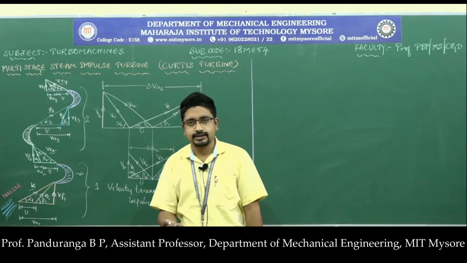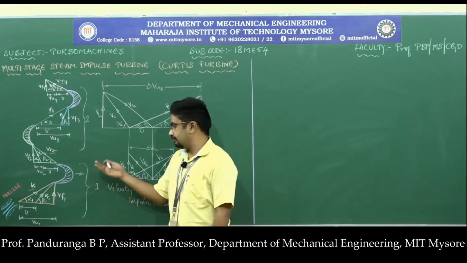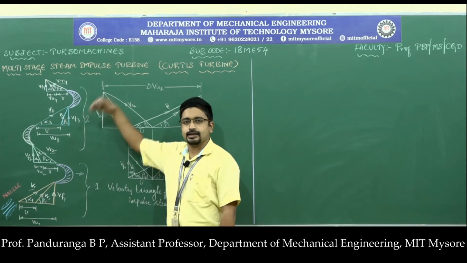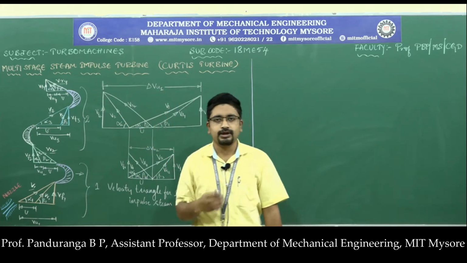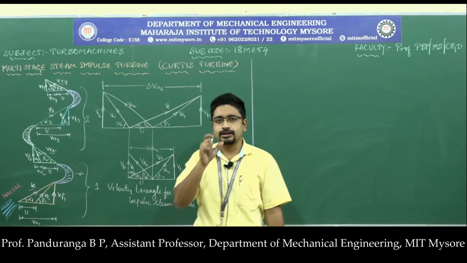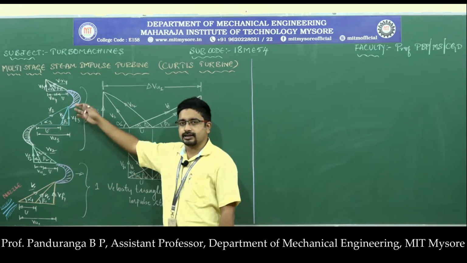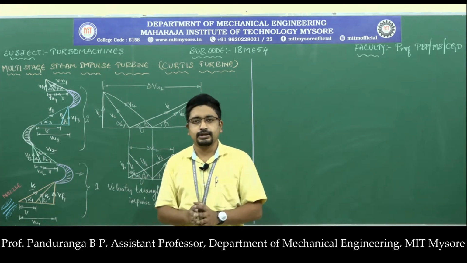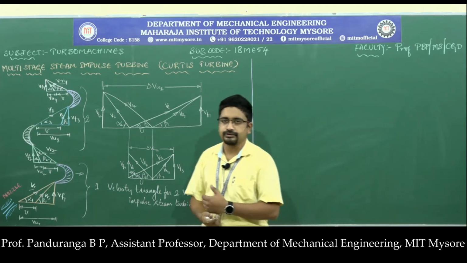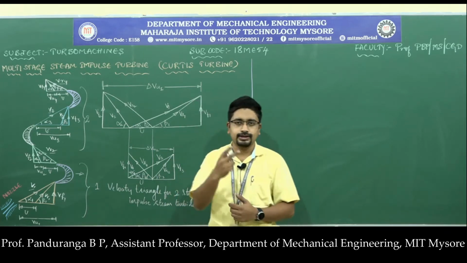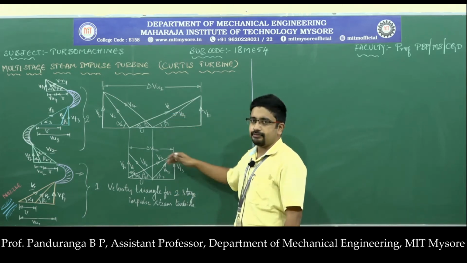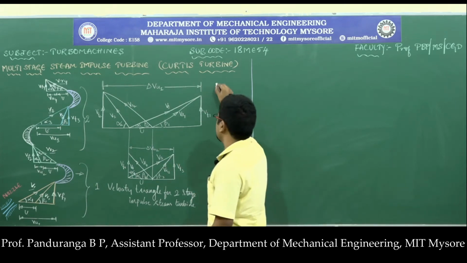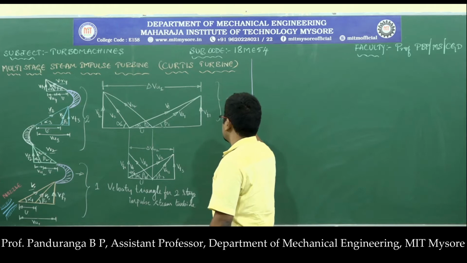If you have multiple stages, you have to use the same method. First you draw the velocity triangle for the first stage, then for the second stage, then for the third stage, one below the other. And since u remains constant for the first stage as well as the second stage, that should be taken as reference while drawing the velocity triangle for any number of stages. Here we are dealing with only two stages, so we have two different velocity triangles. First let us see the velocity triangle for the first stage. This is the velocity triangle for the first stage.